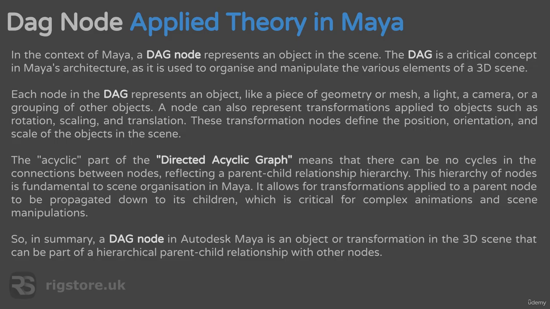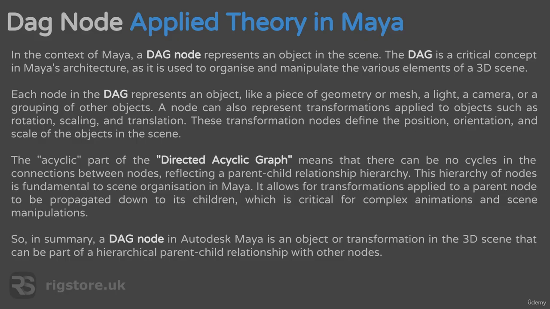In the context of Maya, a DAG node represents an object in a scene. The DAG is a critical concept in Maya's architecture, as it is used to organize and manipulate the various elements of a 3D scene. Each node in the DAG represents an object, like a piece of geometry or a mesh, a light, a camera, or a grouping of other objects. A node can also represent transformations applied to objects, such as rotation, scaling, translation, or deformations. These transformation nodes define the position, orientation, and the scale of the objects in the scene.